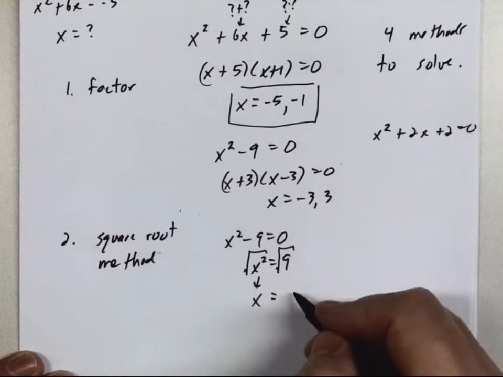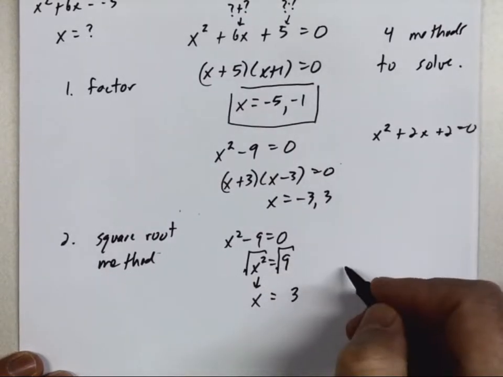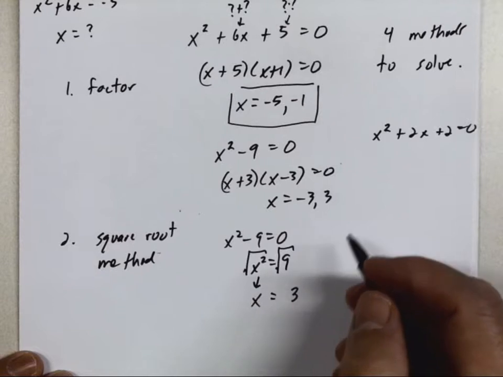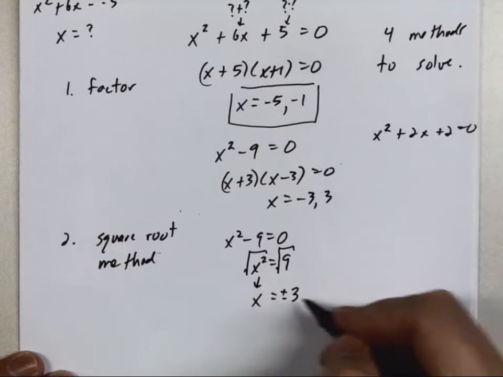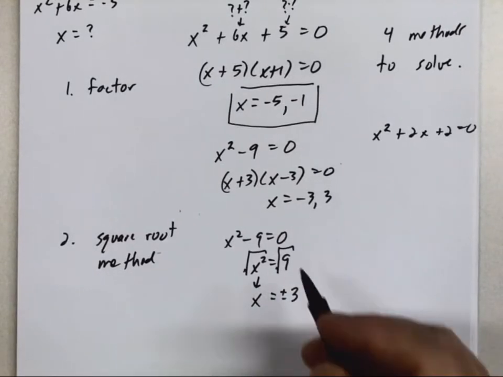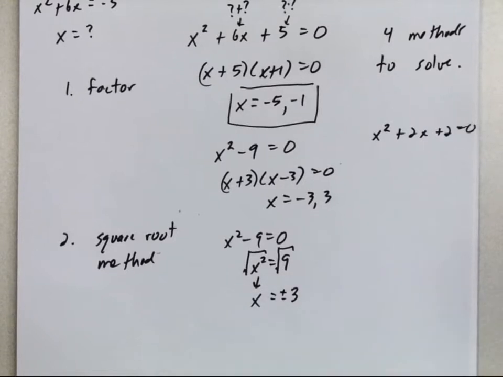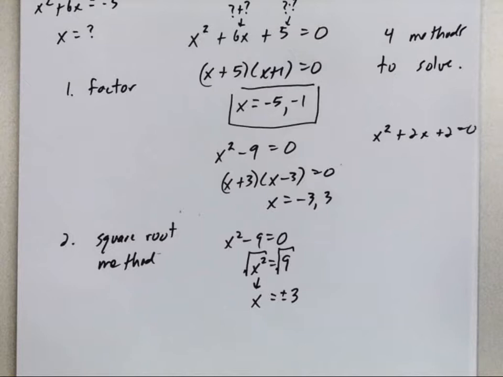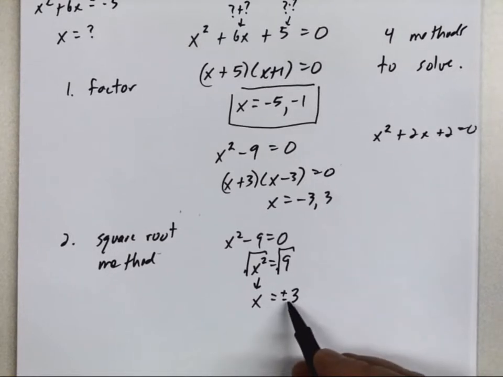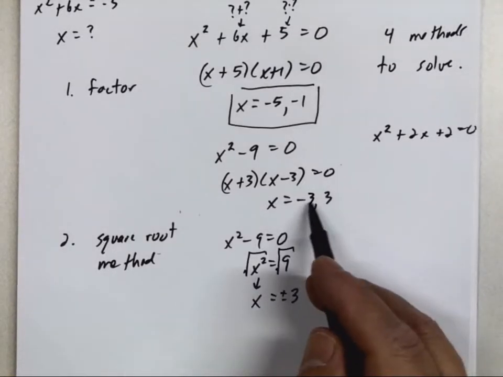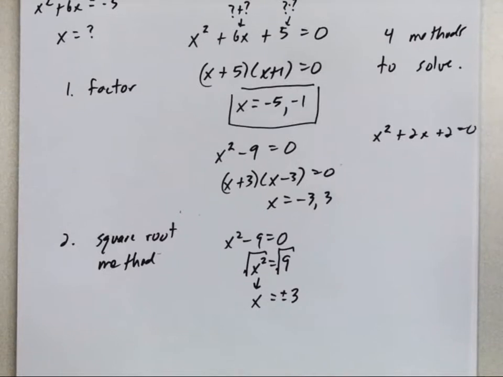Square root of 9. A lot of students will put 3. That's not correct. You have to put plus or minus 3. From now on, anytime you take the square root of a number, you always have to have the plus or minus. So you notice, here's my solution. Same thing as when I factored. So sometimes you have this, which makes it very easy to solve.